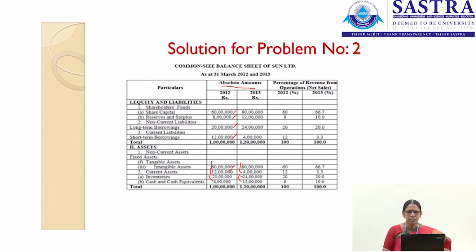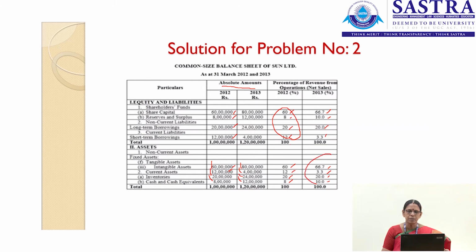So this is 60%, 12%, 20% and 8%. Again, share capital we have 60%, 8%, 20% and 12%. So when you add all these items we must have 100%, that is, the total of the balance sheet is taken as 100. The same way for 2013 we have 66.67 for shareholders funds, 10 as your reserves and surplus, again 20% for your long-term borrowings and 3.3% as your short-term borrowings. The same way for your tangible assets we have 66.67, 3.33, 20% and 10%. So again this should be equivalent to 100.